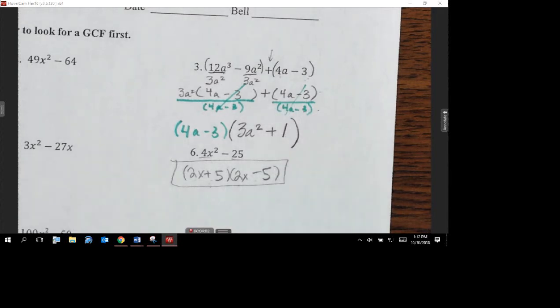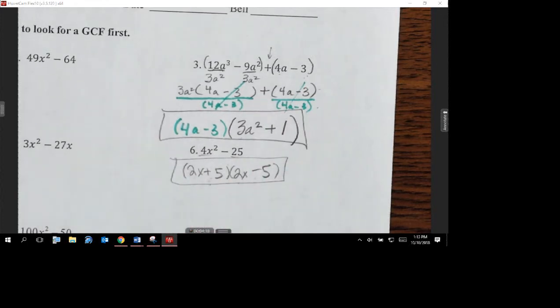There's a 1 there. Okay, and then we go back and we check. Is 4a minus 3 a difference of squares? No. Why not? Because the a is not squared. Perfect. 3a squared plus 1, difference of squares? No. Why not? Addition. Great. So then we know it's that. What other questions?